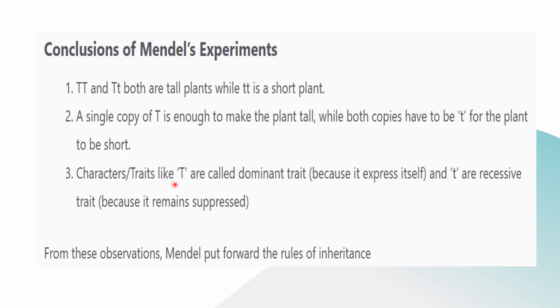The third point: characters or traits like capital T are called dominant traits because they express themselves, as discussed earlier, and small t is a recessive trait because it remains suppressed and is not expressed as a dominant trait is. From these observations, Mendel put forward the rules of inheritance.